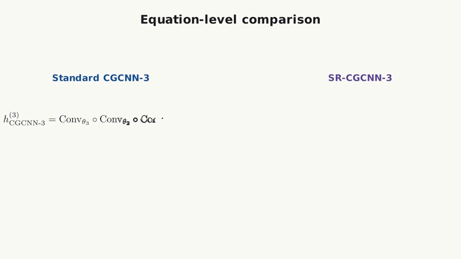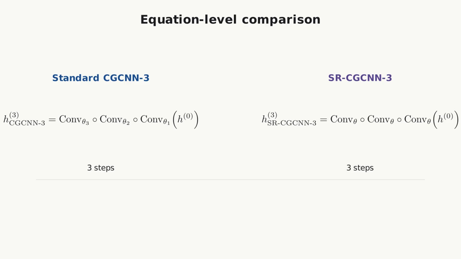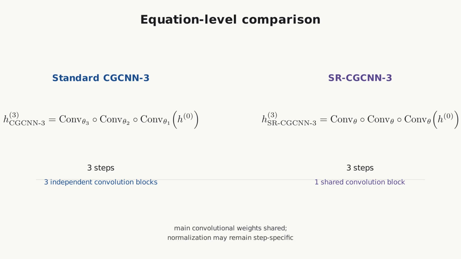A standard three-layer SR-CGCNN applies three different convolutional transformations, with parameters θ1, θ2, and θ3. The shared recurrent model applies the same transformation three times. Both models therefore perform three message-passing operations, but they differ in how many independent convolutional transformations must be learned. This is the controlled comparison. Keep the propagation depth, but reduce the number of independent convolutional parameter sets.